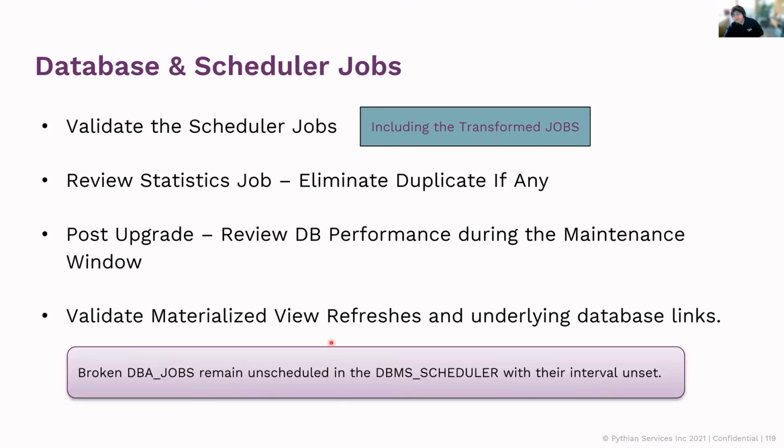Those can be things. And here's the thing: when you upgrade your database, it is pretty well documented that your DBA jobs are converted into DB scheduler jobs. But another thing to note is if your job is broken in your DBA jobs, it will get converted into a DBA scheduler job, but you lose your interval. So in case you've paused a job temporarily and you want to reschedule or reuse it at a later point in time, you'll have to manually set the interval that you want to use. So be careful about the interval.